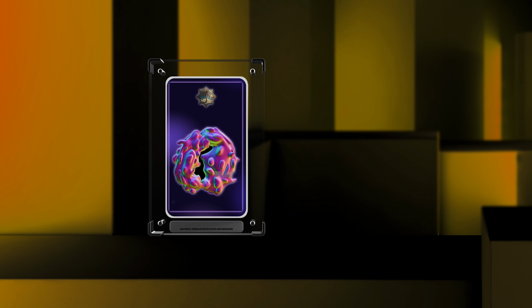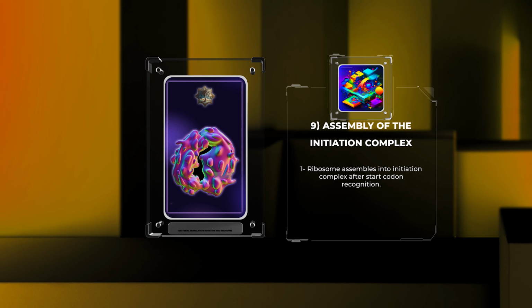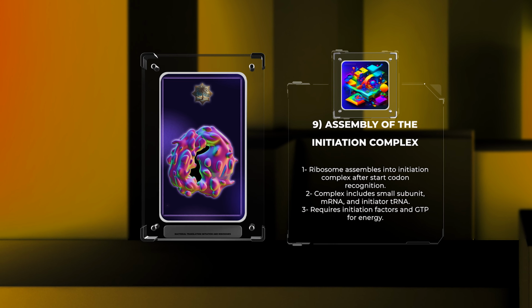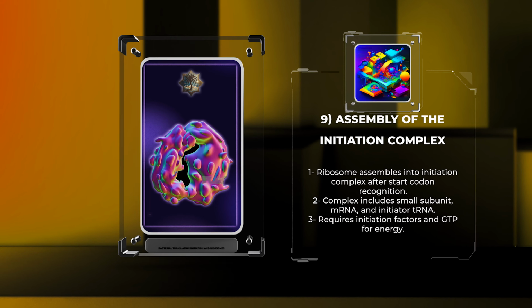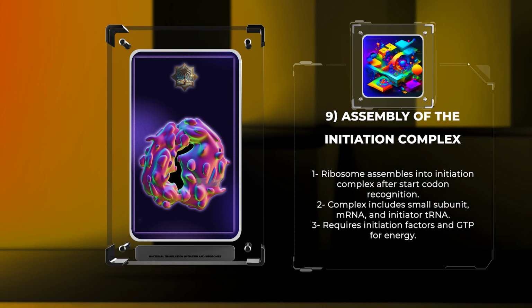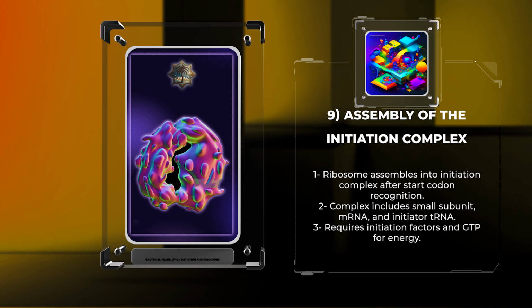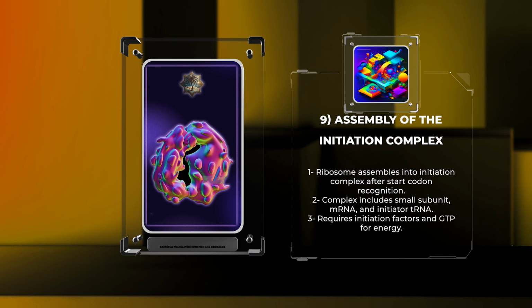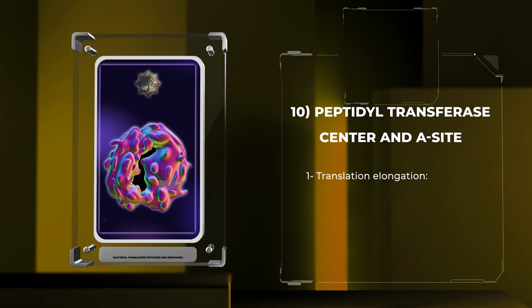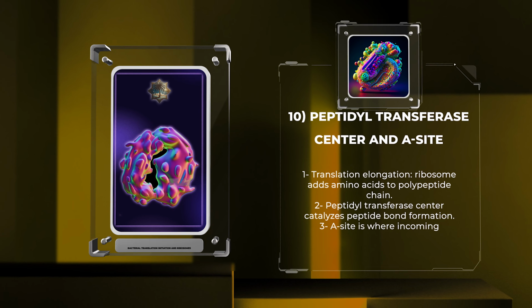After the recognition of the start codon, the ribosome assembles into an initiation complex. This complex consists of the small subunit of the ribosome, mRNA, and initiator tRNA. The assembly process requires the participation of various initiation factors and GTP, a high-energy molecule that provides energy for the process. During translation elongation, the ribosome moves along the mRNA and adds amino acids to the growing polypeptide chain.